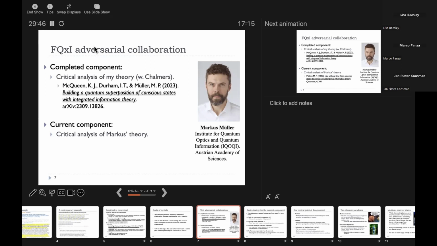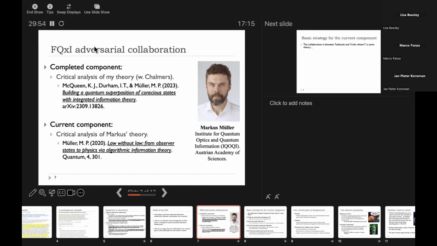Okay, with that said, I'll move on to the thing that we're working on right now, which is the critical analysis of Marcus's theory. So this is the paper that is the target: Law without law: from observer states to physics via algorithmic information theory. It's been quite a learning curve for me, because at the beginning, I didn't think I even knew what algorithmic information theory was. But it's certainly been very interesting. So that's what I want to talk about today.